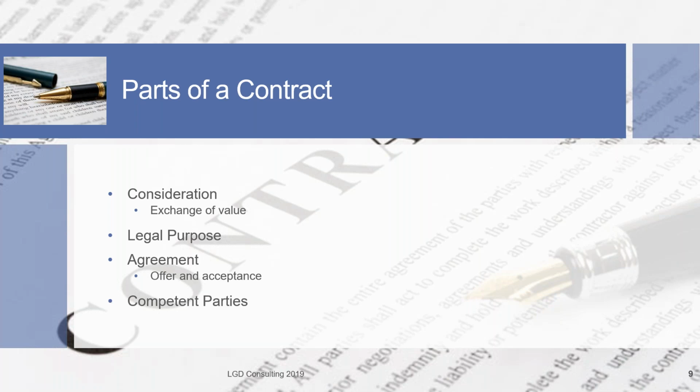Now the insurance company has to give something of value back. They're going to give a promise. We promise to pay should you suffer loss according to the terms of our contract. So it's the act of filling out the application and paying the premium for the promise of receiving benefits. That's what consideration is. That's our exchange of value.